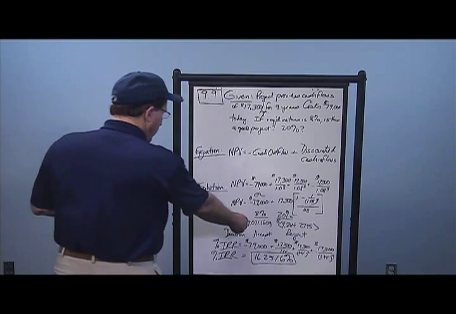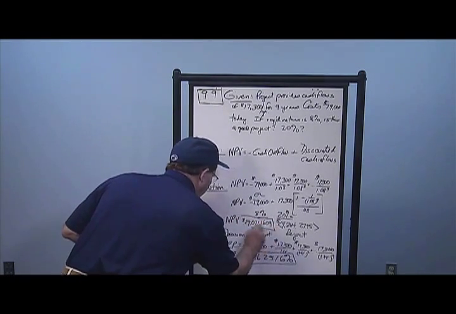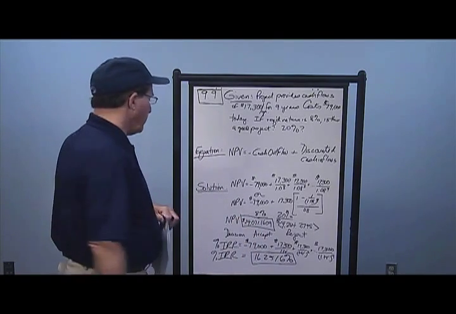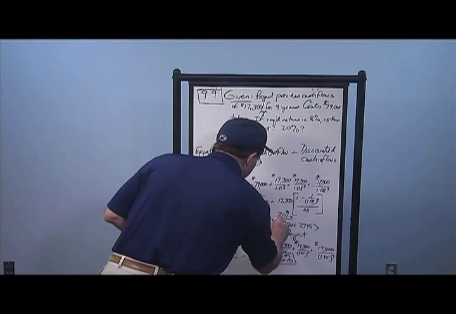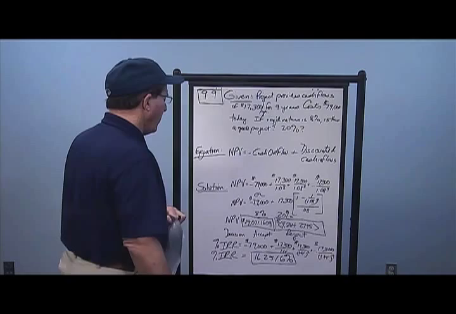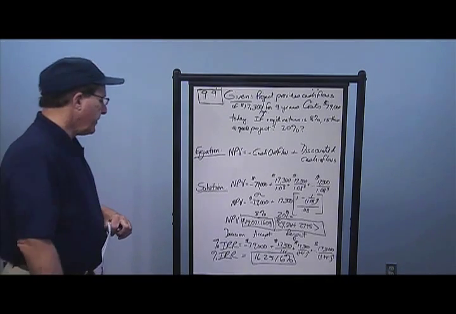So at 8%, my NPV is $29,071.16 positive, so I accept at 8%. And at 20%, my NPV is negative $9,264.28, so negative, we reject is the decision.